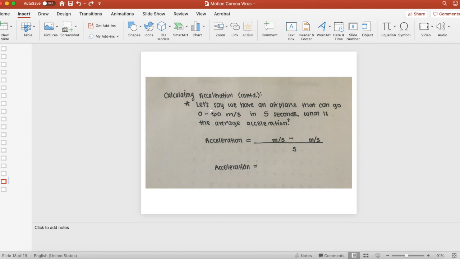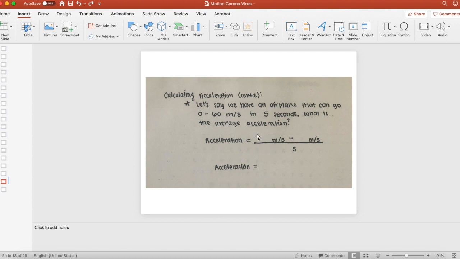Let's say you have an airplane that can go 0 to 60 miles per second in 5 seconds. What is its average acceleration? So according to the formula, acceleration is the final speed minus the initial speed. So what is the final speed? What should I put here?